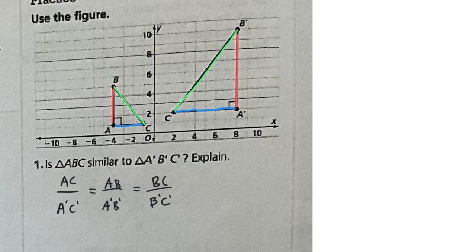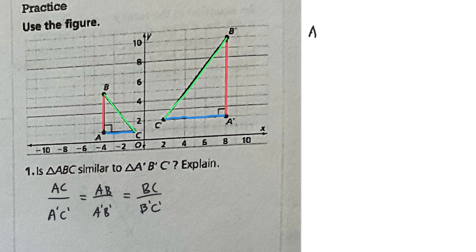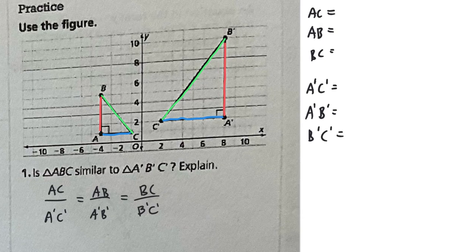And maybe we could just be very organized about this. AB is going to equal a certain length. AC is going to equal a certain length. BC is going to equal a certain length. It's also true that A prime C prime is going to equal a certain length. A prime B prime is going to equal a certain length. B prime C prime is going to equal a certain length.